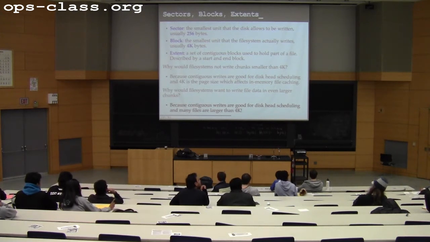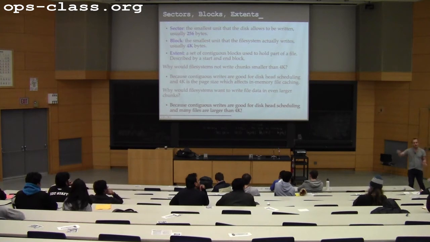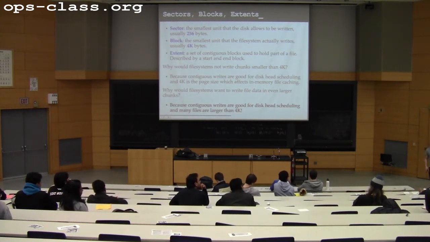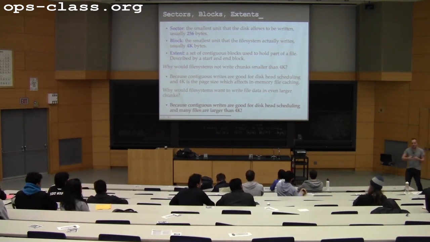Extents are really motivated by the same reason. Contiguous reads and writes are good, and jumping all over the disk is bad. And as files have gotten bigger, file systems have responded by saying, let's just allocate bigger chunks altogether. There's maybe a little bit of a capacity trade-off, because I may not fill the extent with data from the file, but it's still probably worth it, right? Disks are pretty big.